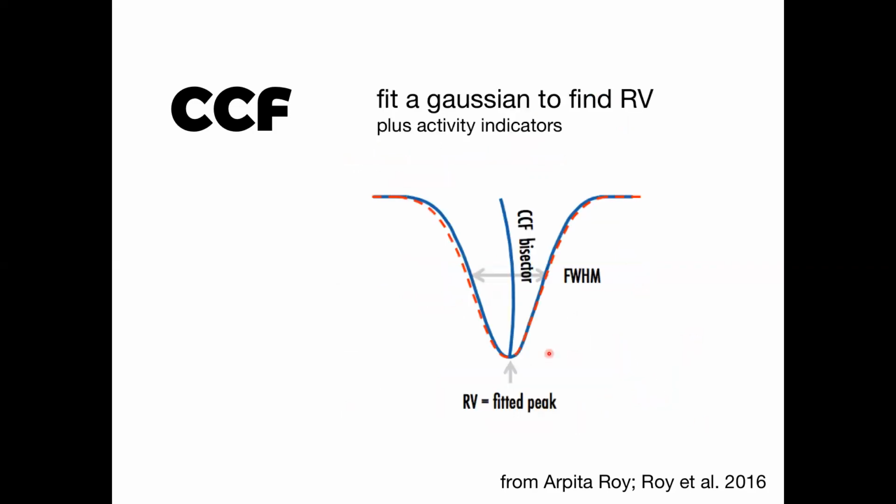Next, once you have this CCF shape, you fit a Gaussian to find the radial velocity, which is the fitted peak. And you get some bonus, which is your measurements for the stellar activity indicators, which gauge how active the star is at the moment, which might interfere with your ability to precisely measure the radial velocity component caused by just the pure Doppler shift of the star induced by the planet. This includes the full width half maximum of the line, and also the CCF bisector, which is measuring how the line center changes as a function of depth.